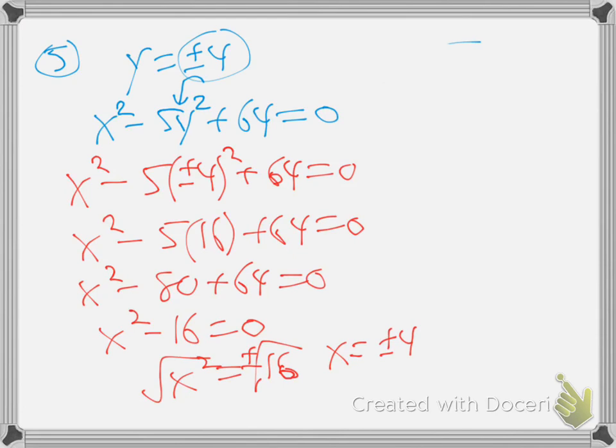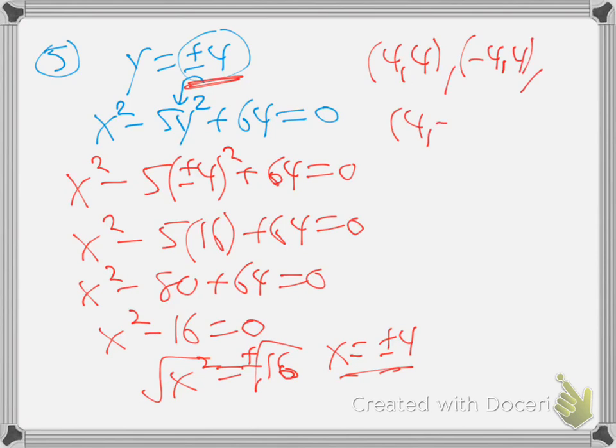So what does that mean? That means plus or minus 4 for y leads to plus or minus 4 for x. So that means there's actually 4 different answers, as you saw in my answer thing. It's 4 with 4, negative 4 with positive 4, positive 4 with negative 4, and negative 4 with negative 4. 4 different possible answers. There it is.